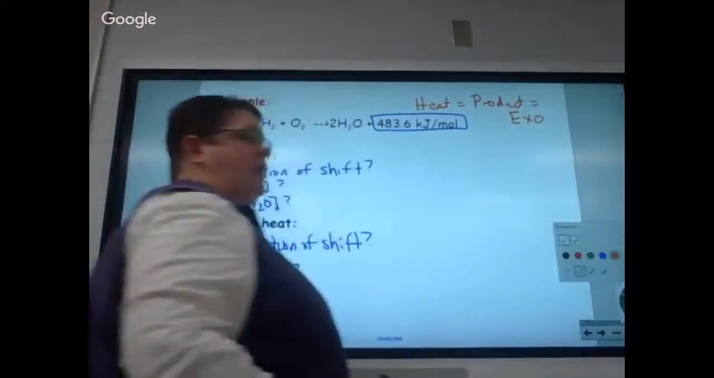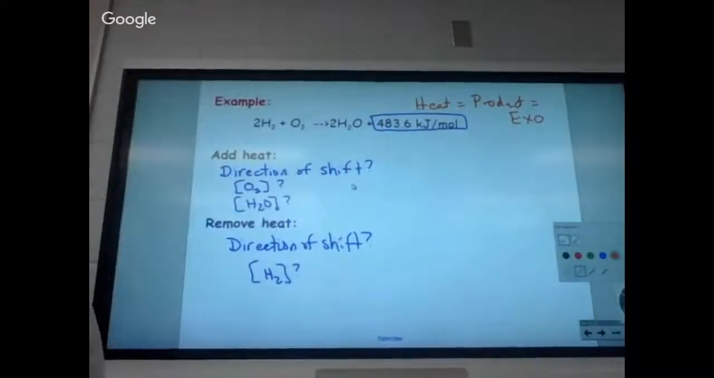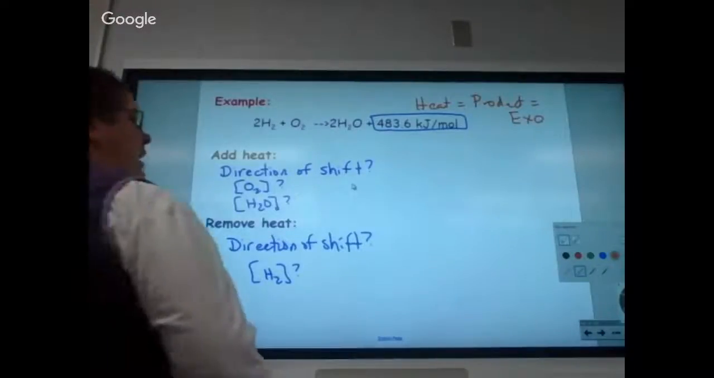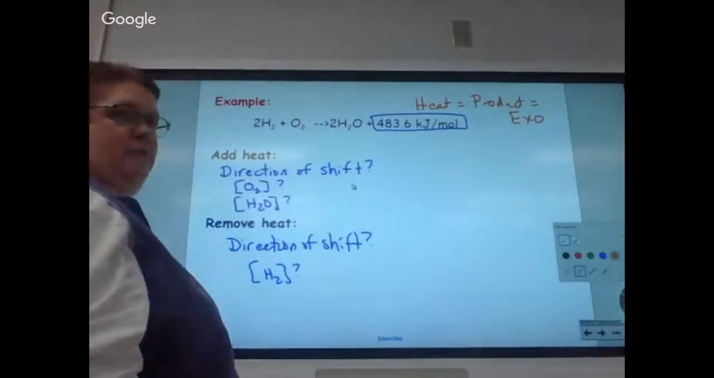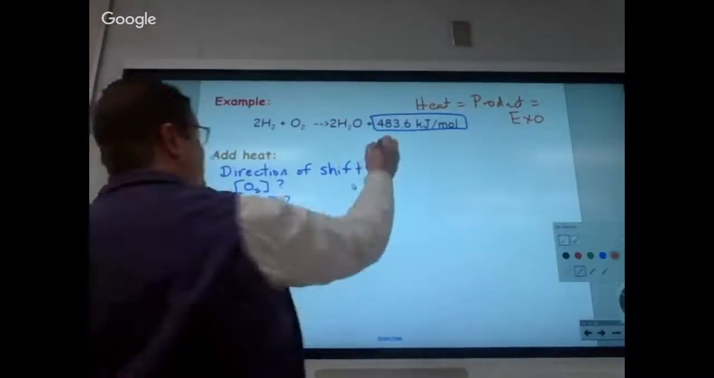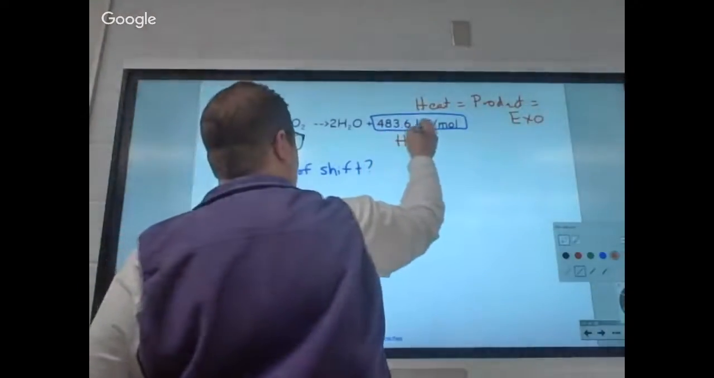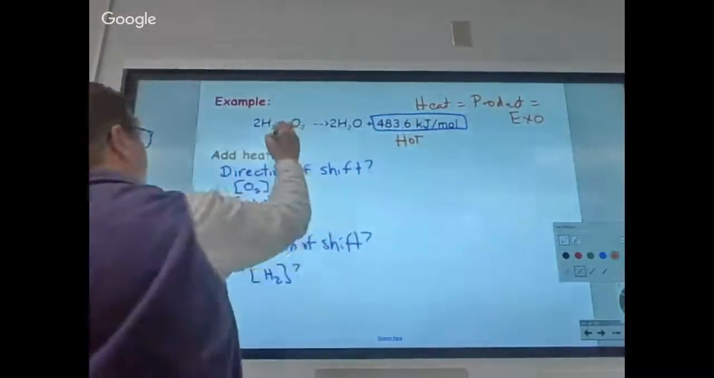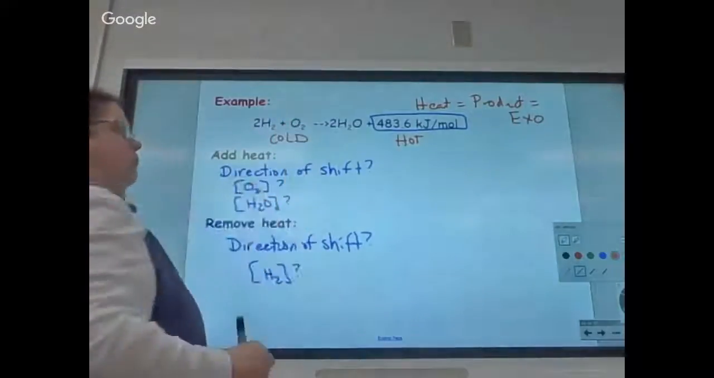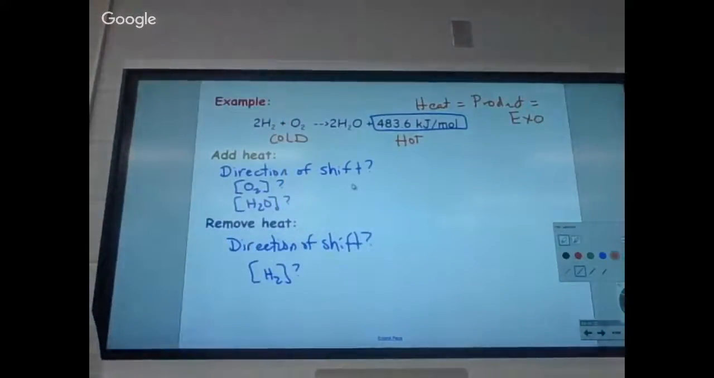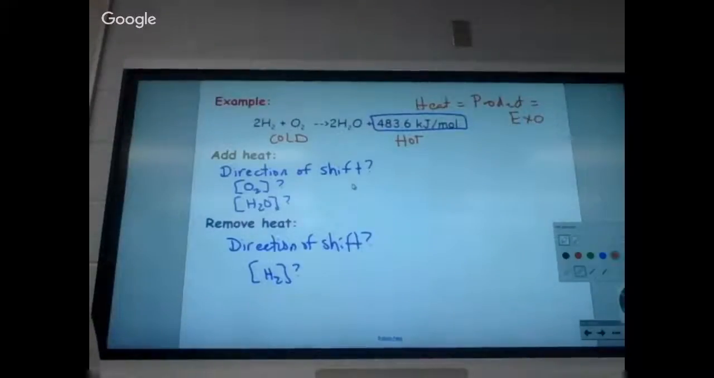Is everybody okay with how Karina made the leap? What about the rest of y'all? Okay. Now, wherever the number is, that is the hot side, and the other is the cold side. It's that simple. Wherever the number is, it's the hot side. Wherever the number is not, it's the cold side.